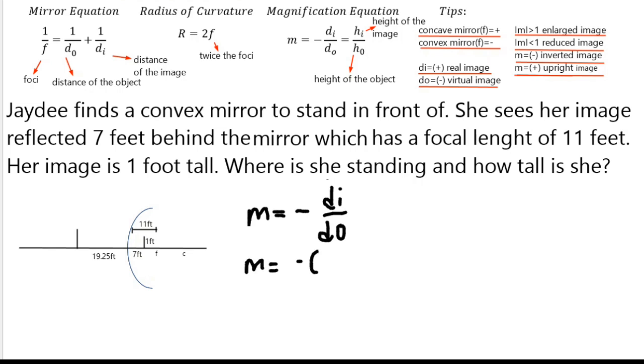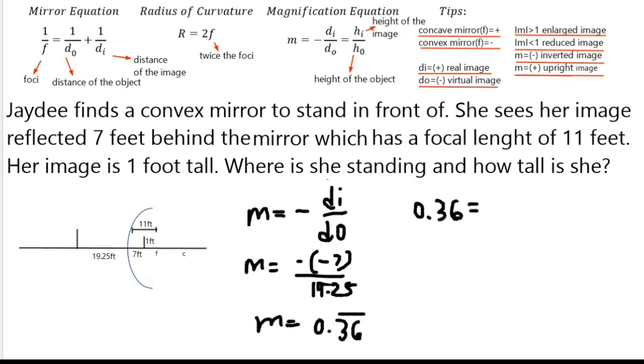Magnification is going to be equal to negative, so we got negative 7 as the distance of the image, and then the distance of the object we calculated earlier, 19.25. Dividing this, we will get 0.36 repeating. So this is the magnification. It is reduced because it is less than 1.